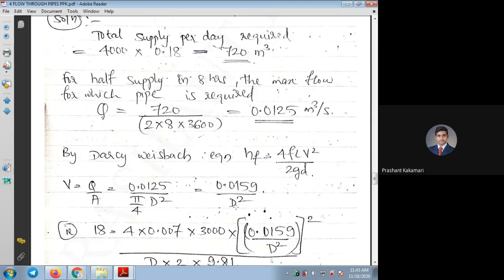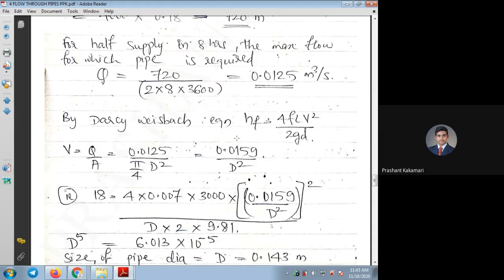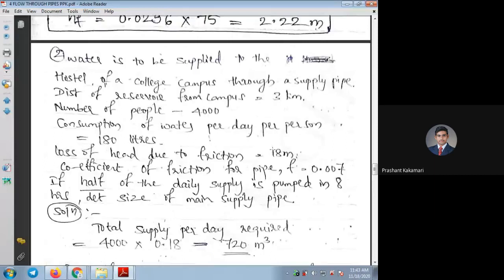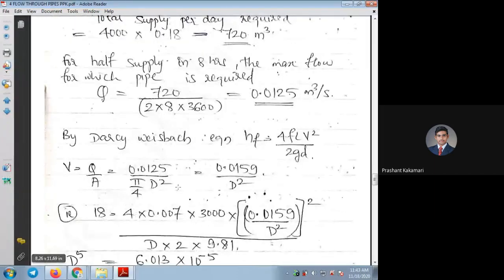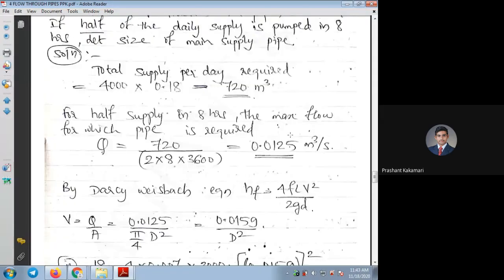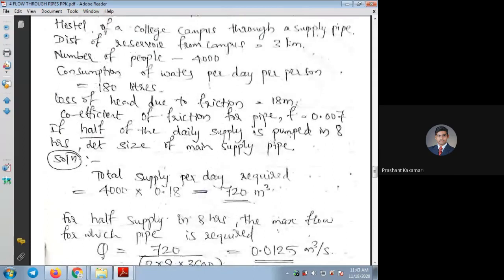So now coming back to the Darcy-Weisbach equation, HF, head loss due to friction, is given as 18 meters. I'll substitute 18 meters here, equal to 4 into F. F is the coefficient of friction for the given pipe and water. What is that coefficient of friction? It is only for water and the given pipe. For oil and different pipe, again the coefficient of friction will be different. The coefficient of friction for water and the given pipe is 0.007.